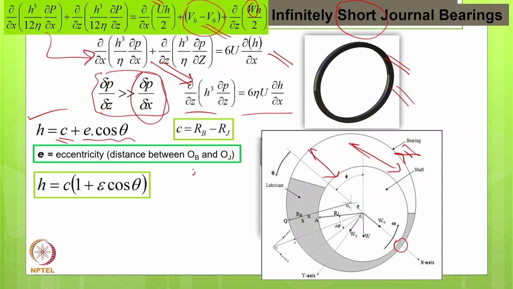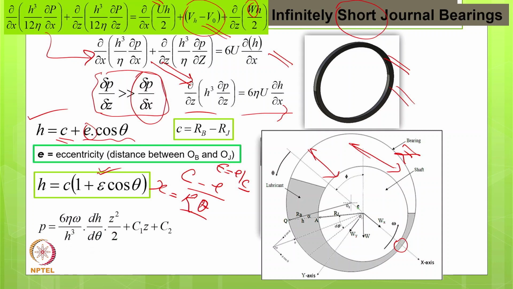So minimum film thickness will turn out to be C minus E, where E is the eccentricity, and we often normalize eccentricity and call it the eccentricity ratio, that is E by C. So this is done. Another thing: when we give the x coordinate in terms of r theta, once we do this kind of thing we can simplify the relation and we can integrate.